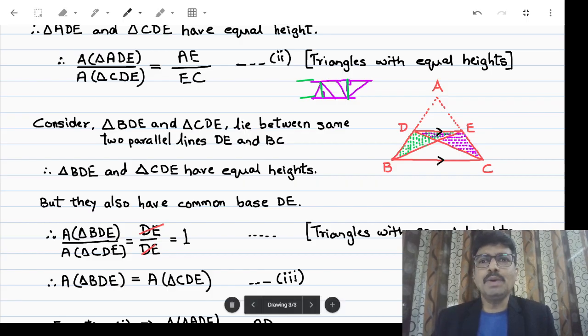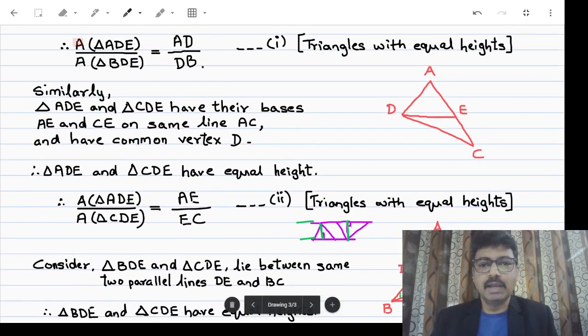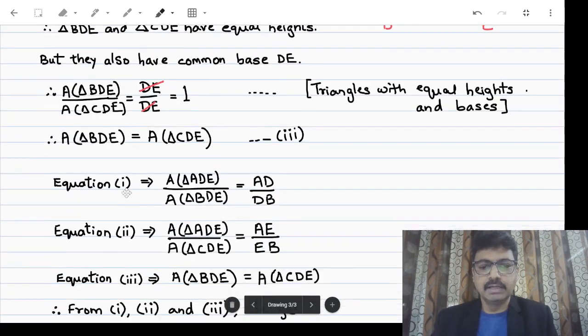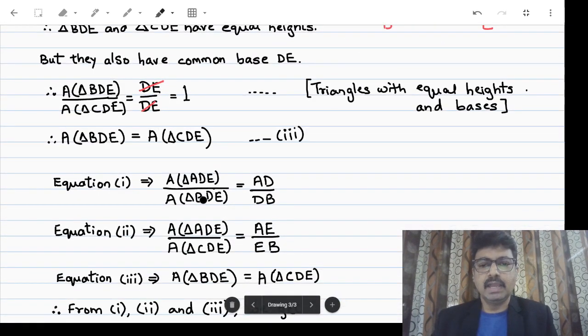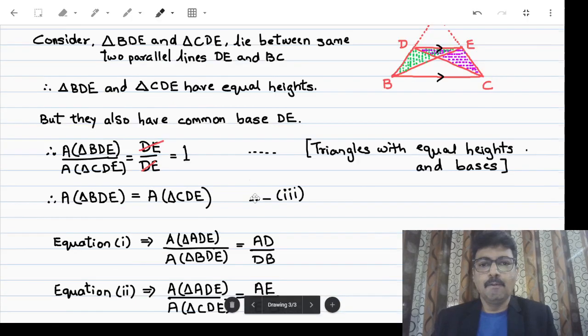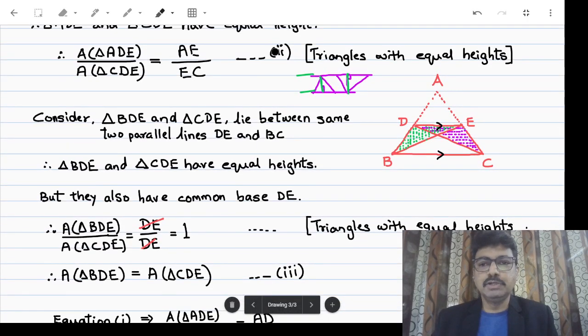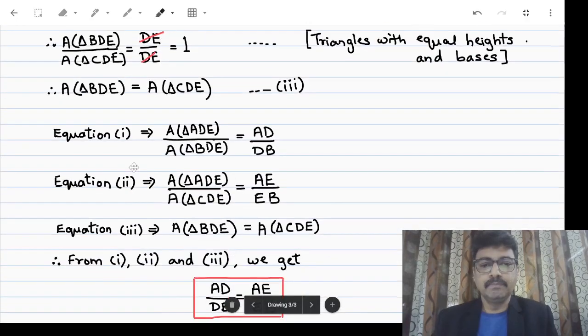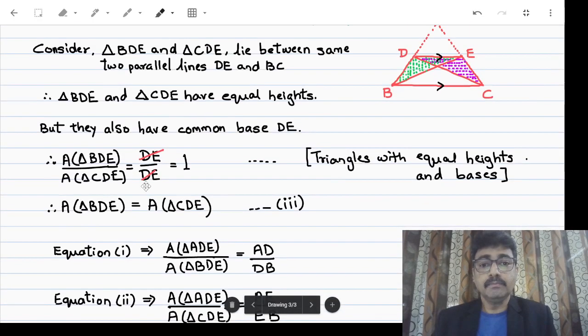Now, what were the 3 equations we have derived till now? Let's go up and quickly have a look at it. The first equation: area ADE upon area BDE is AD upon DB. Let's write it separately. Equation 1, area ADE upon area BDE is AD upon DB. What was equation 2? Equation 2 said area ADE upon area CDE was AE upon EC, equation 2.